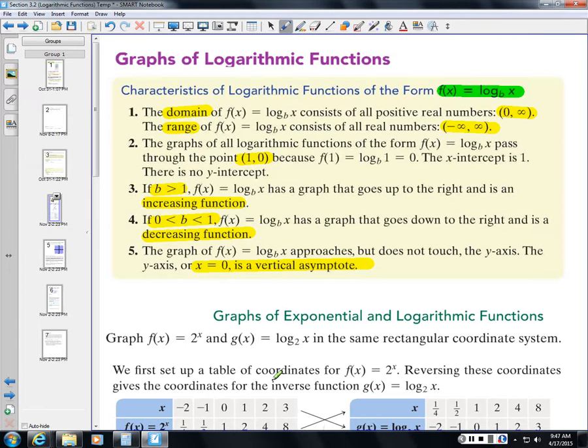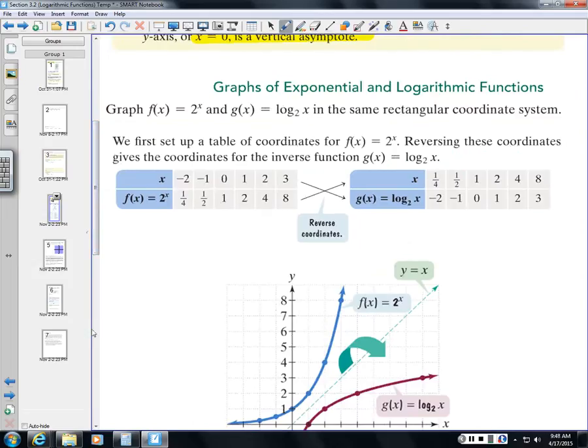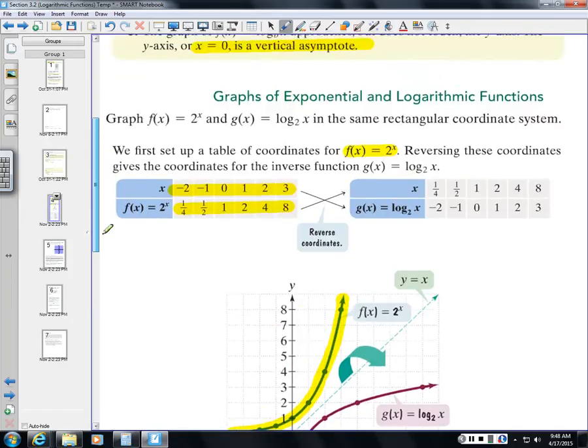So look at this explanation of the graph of 2 to the x power and log base 2 of x. Since they are inverses of each other, now we have already graphed 2 to the x power, and these are some of the numbers we plugged in, and that's what we got. And you can see that this is the blue graph here. So we graphed that one a couple times in section 3.1. Now, if I graph log base 2 of x, this is what the numbers would look like.